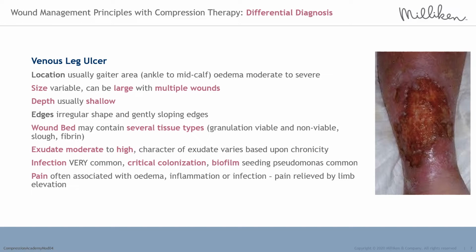Infection is very common in venous leg ulcers. Pseudomonas is particularly prevalent. Due to wound duration or the chronicity and levels of fluid leakage, these wounds often tip from colonisation to critical colonisation and then into clinical infection, and have a tendency to develop biofilm, which are very difficult to treat, and often infection reoccurs.